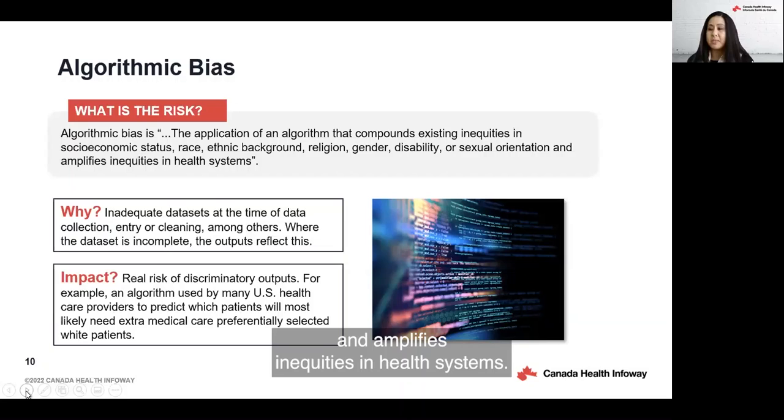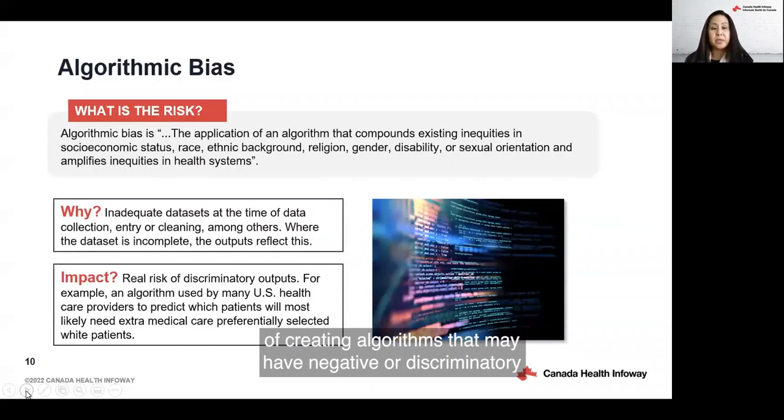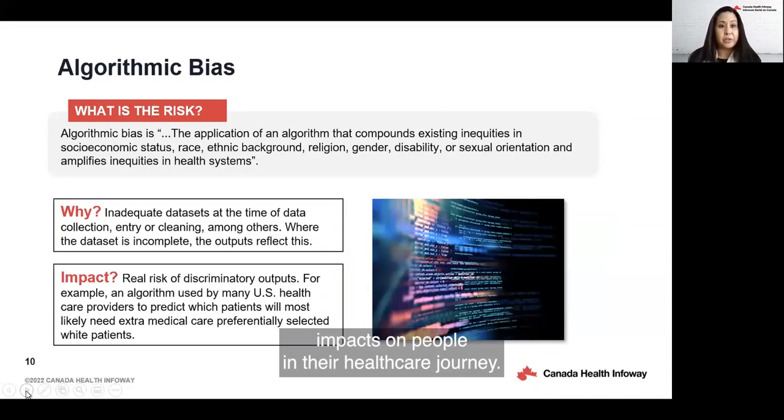inequities in health systems. If we think about it, prior to these algorithms, many of these decisions were made by people. Now, in the context of AI, organizations may start to rely on these systems or tools to help inform or influence their decision-making. So it will be important to assess the potential risk of creating algorithms that may have negative or discriminatory impacts on people in their healthcare journey.